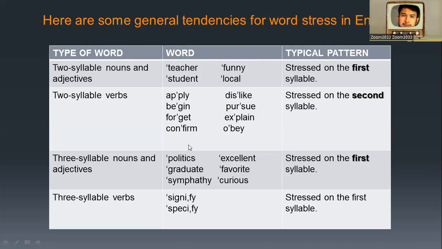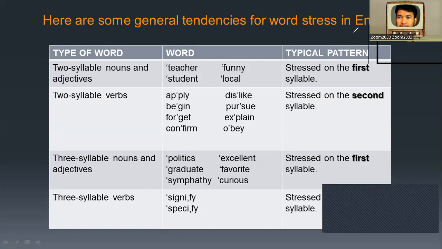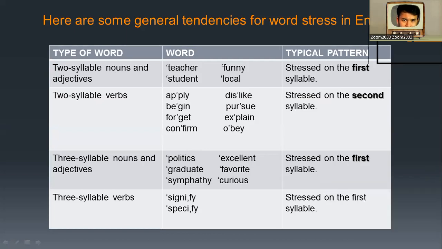We have types of words and typical patterns. The types of words: two-syllable nouns and adjectives, for instance. Nouns: teacher and student. What about the adjectives? Funny and local.